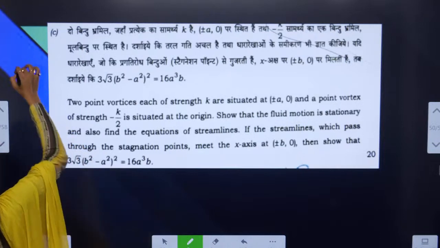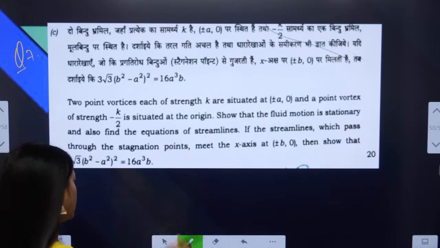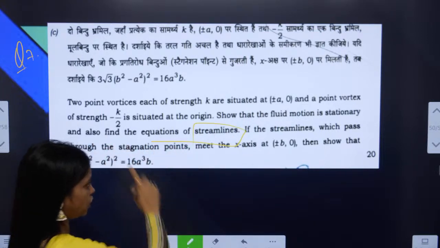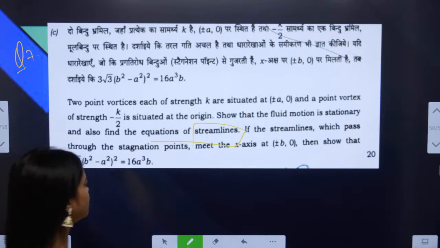Again, question number 7. 2 points vortex each of strength k are situated this a vortex of strength. Okay, fluid motion is stationary. Also find the equation of streamline. Equation of streamline, one question was initially asked. If the streamline which passes through the stagnation point meet the x-axis at this, then show that.